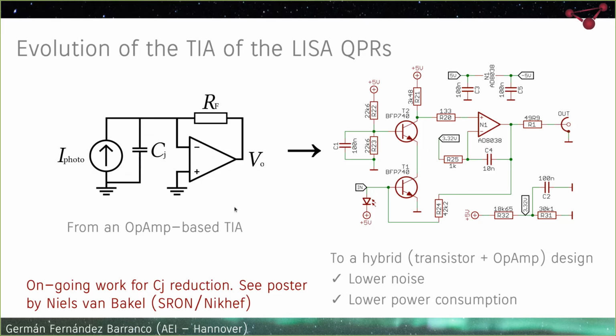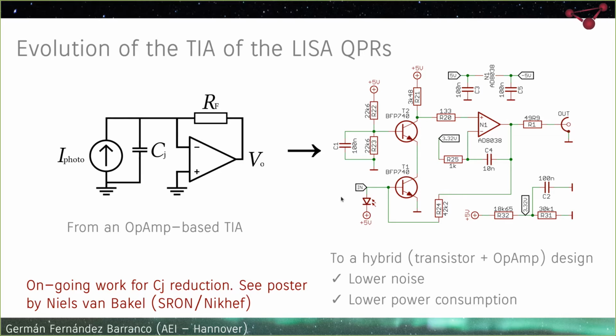The classic solution for the transimpedance amplifier is just to attach an operational amplifier with a feedback resistor to the photodiode, which is represented here by a current source and a capacitance. And there are basically two ways to reduce the noise of the whole QPR. One is to reduce the junction capacitance of the QPD, and this is what some colleagues from the QPR working group are doing. If you're interested in this topic, please see the poster by Niels van Bakkel. The other option is to choose an operational amplifier with the lowest noise possible.